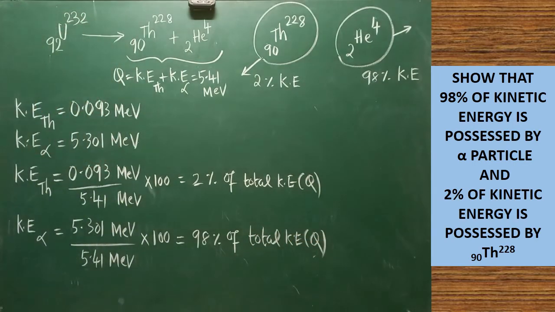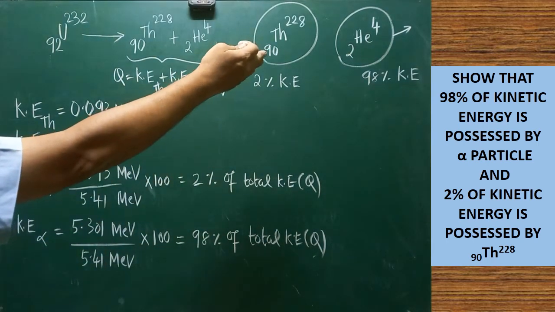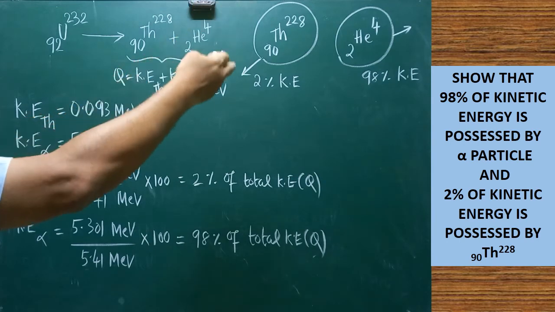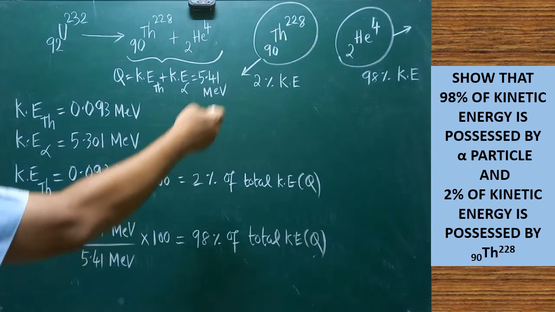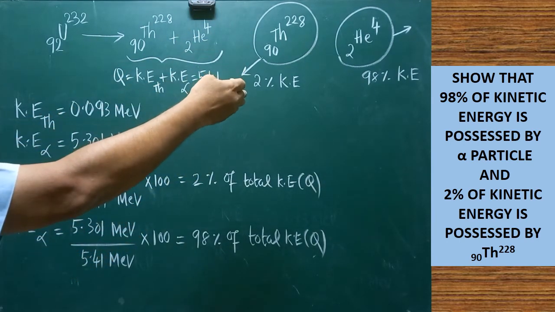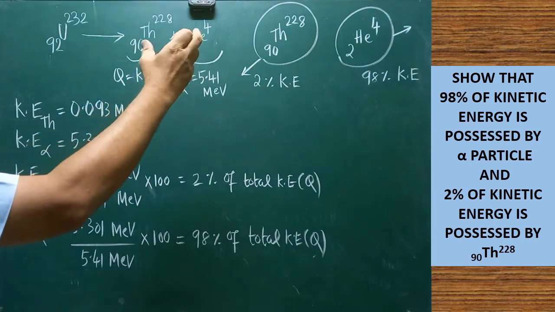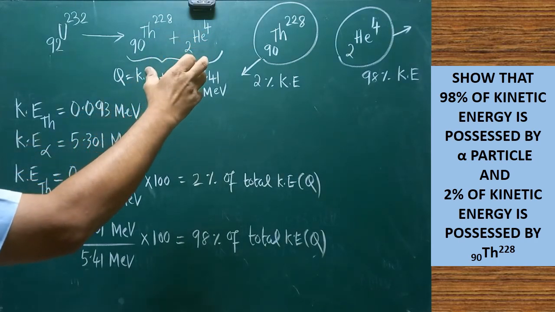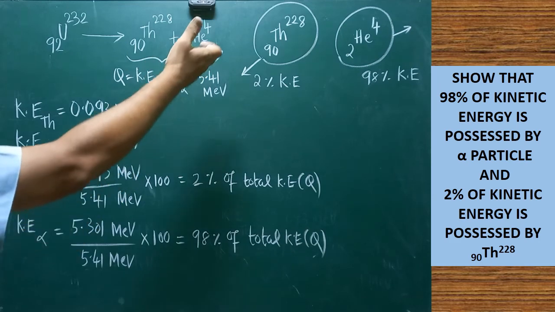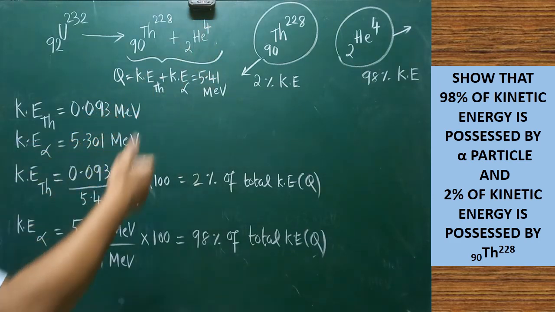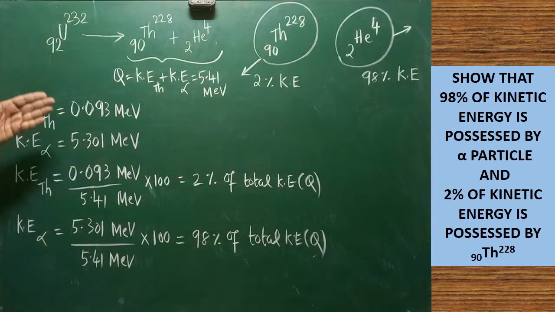Are you clear? So which one will be moving with greater speed? The alpha particle will be moving with greater speed and greater kinetic energy, since it possesses lesser mass, and the thorium is big. Its mass is heavier, therefore its kinetic energy is less and its velocity is also less. So we have proved the entire thing by solving the problem. Okay, thank you.